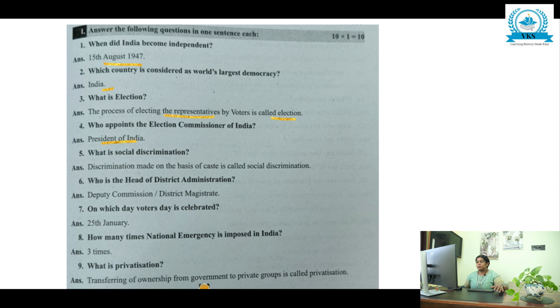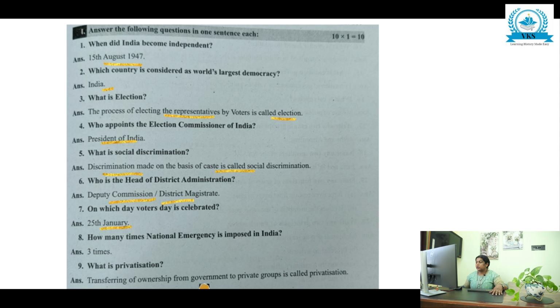What is social discrimination? Again, this is a repeated question. Discrimination made on the basis of caste is called as social discrimination. Who is the head of district administration? Deputy Commissioner or District Magistrate. On which day Voters' Day is celebrated? Again, repeated question, 25th January.